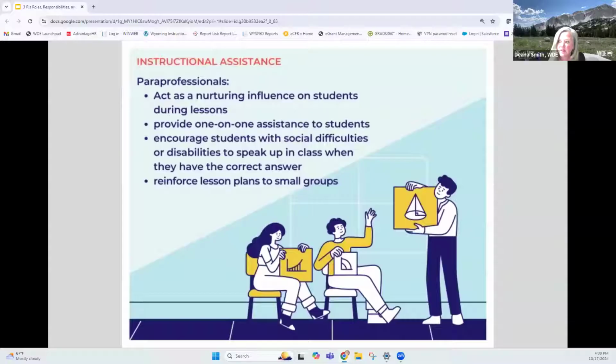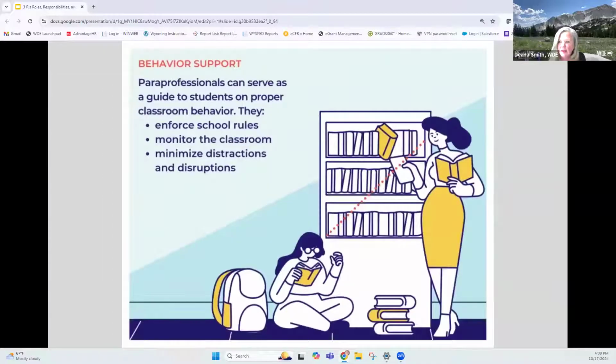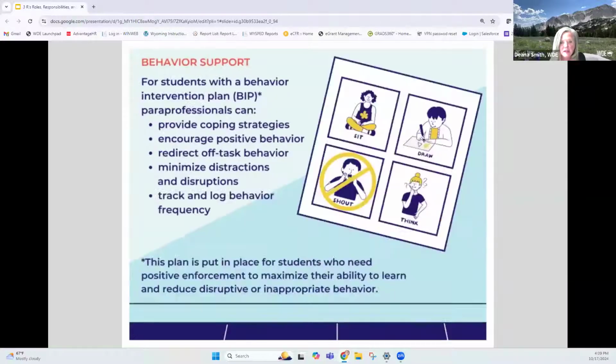They act as a nurturing influence on students for sure, and provide one-on-one assistance. Sometimes you'll have a small group. And again, the bilingual can act as translators in the classroom. You might get asked to interpret during meetings or even an IEP. They definitely serve as a guide, help to enforce school rules, and monitor the classroom. This is about a behavior plan. I'm not going to go into great detail at this time about a behavior intervention plan, because we're going to talk about that later when we talk a little more about behavior.